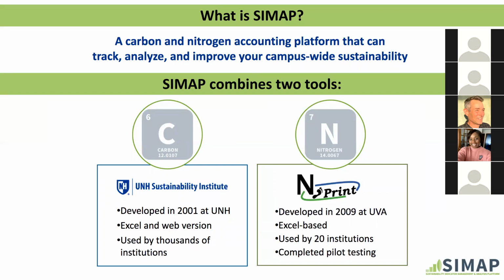We launched SIMAP in November 2017, so a few years ago now. And when we launched, we were bringing together two tools that were Excel-based tools. One of those you all were probably very familiar with. That was the carbon footprint tool, originally developed right at UNH in 2001. And it was Excel-based, and there was also a web version called Carbon Map. And this tool went by a number of names over the years. It was the Clean Air, Cool Planet tool, the Campus Carbon Calculator, and more.